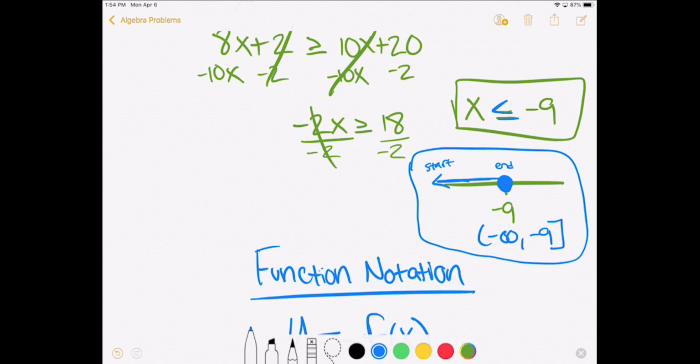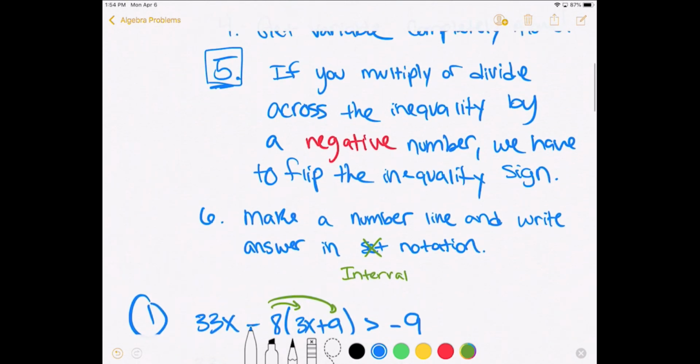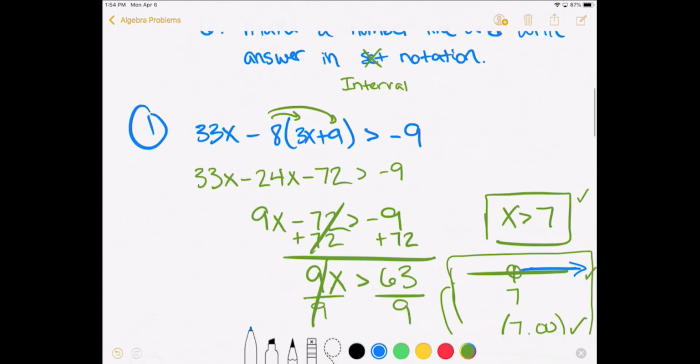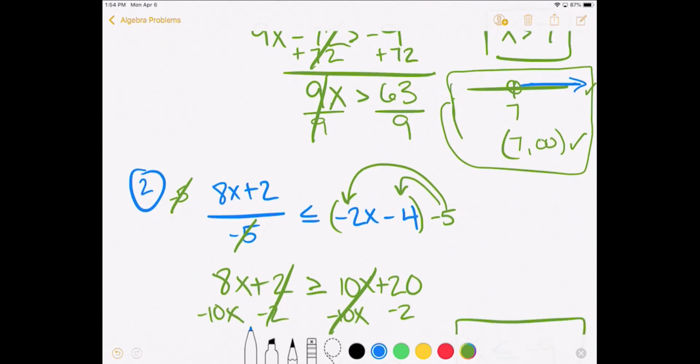So that's everything you need in your answer. Again, you need to solve the inequality just like you would an equation. Make sure if you multiply or divide by a negative, you flip the inequality sign, and make sure you're giving me your answer, your number line, and your interval notation.